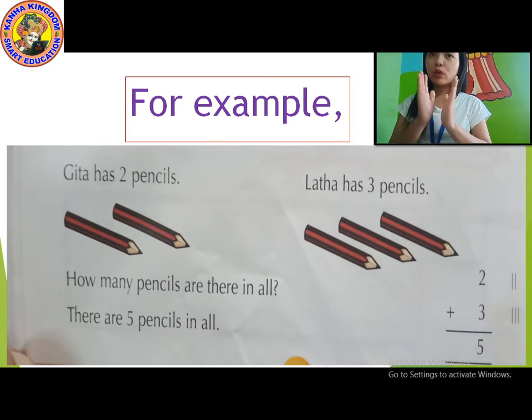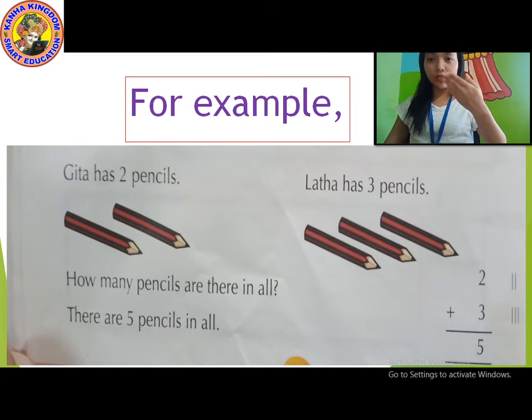So in this way we have to solve a word problem. See, the question is: Geeta has 2 pencils, Lata has 3 pencils. It is like a story. It's telling us a story about Geeta and Lata, about how many pencils they have, right? So see, I already told you a word problem or story sum is like a story.